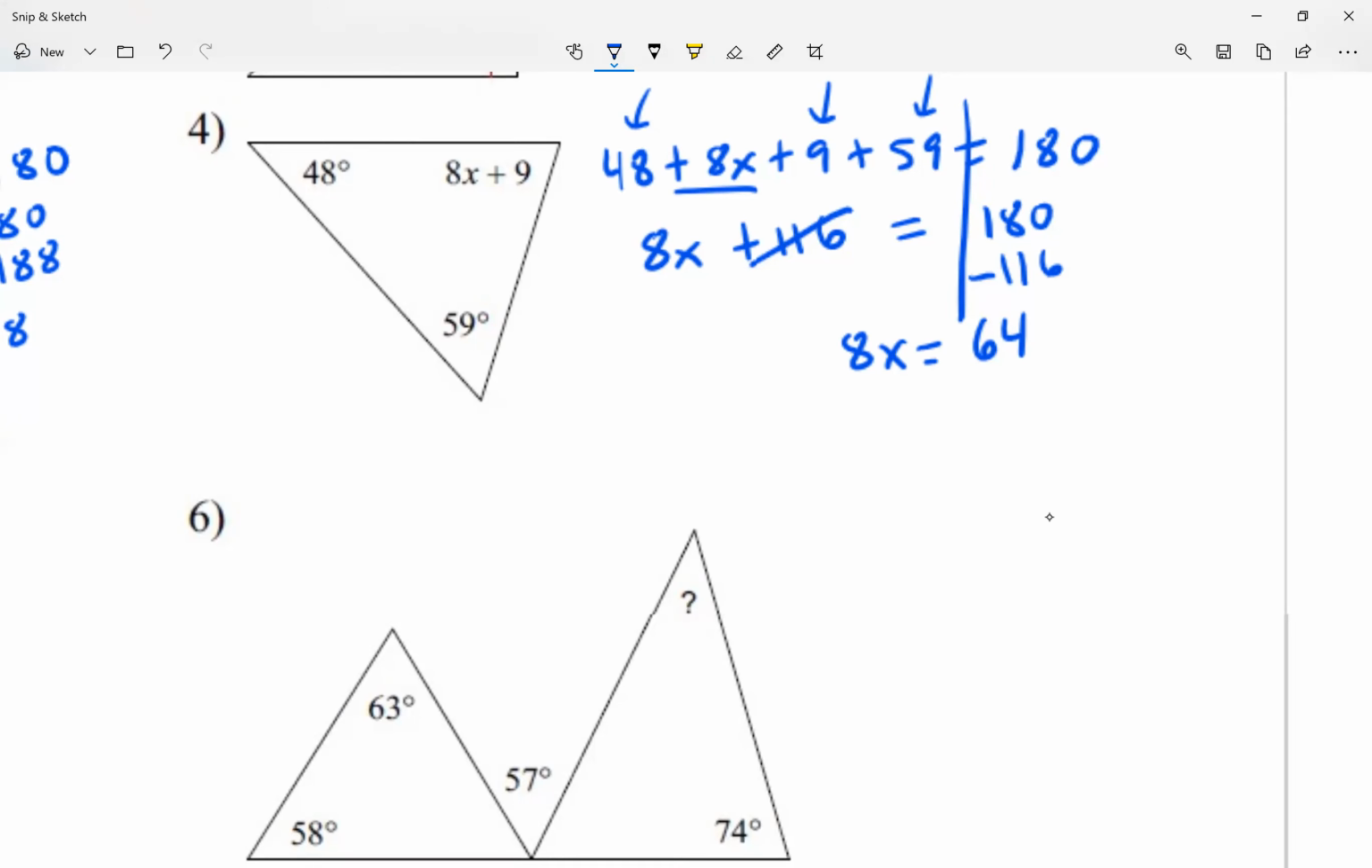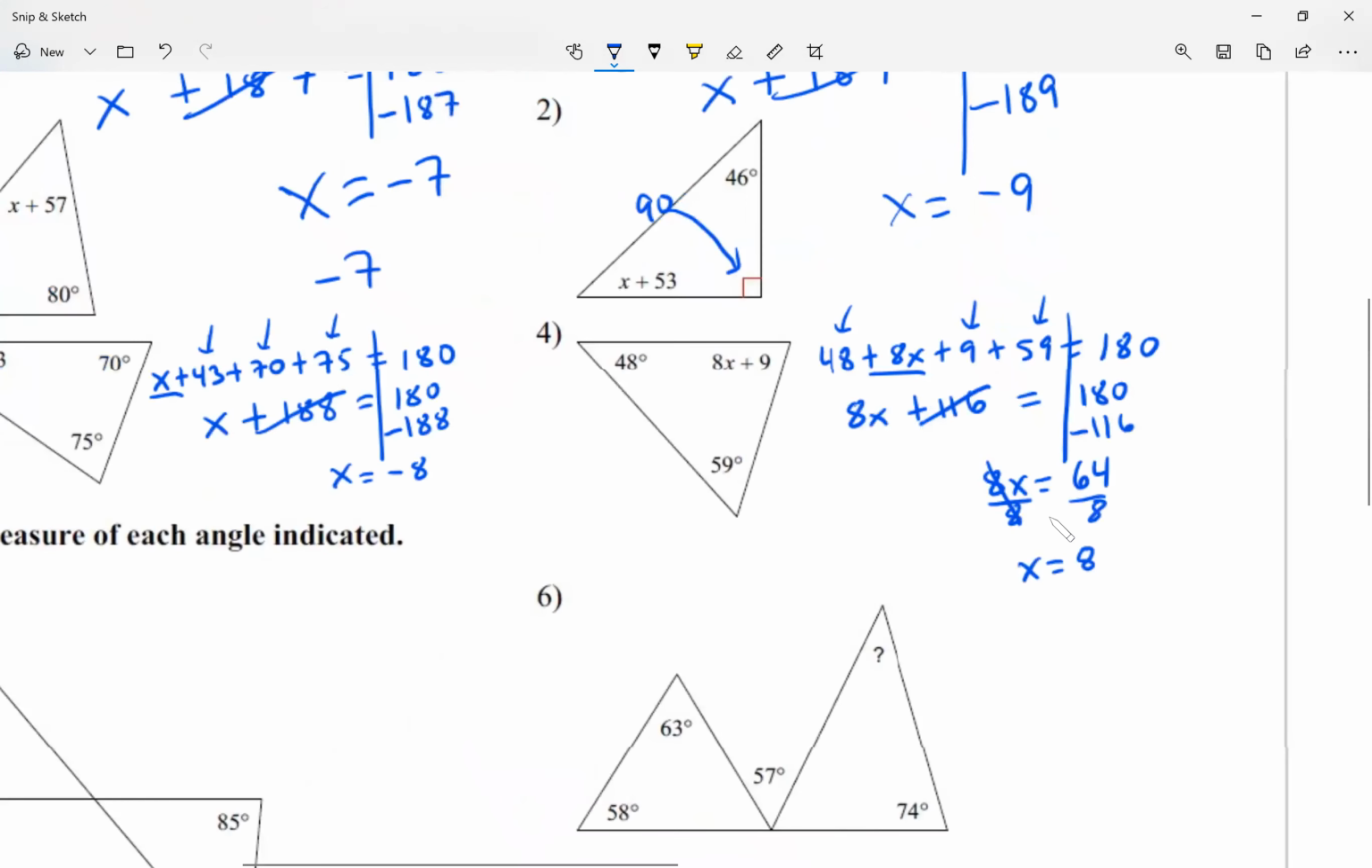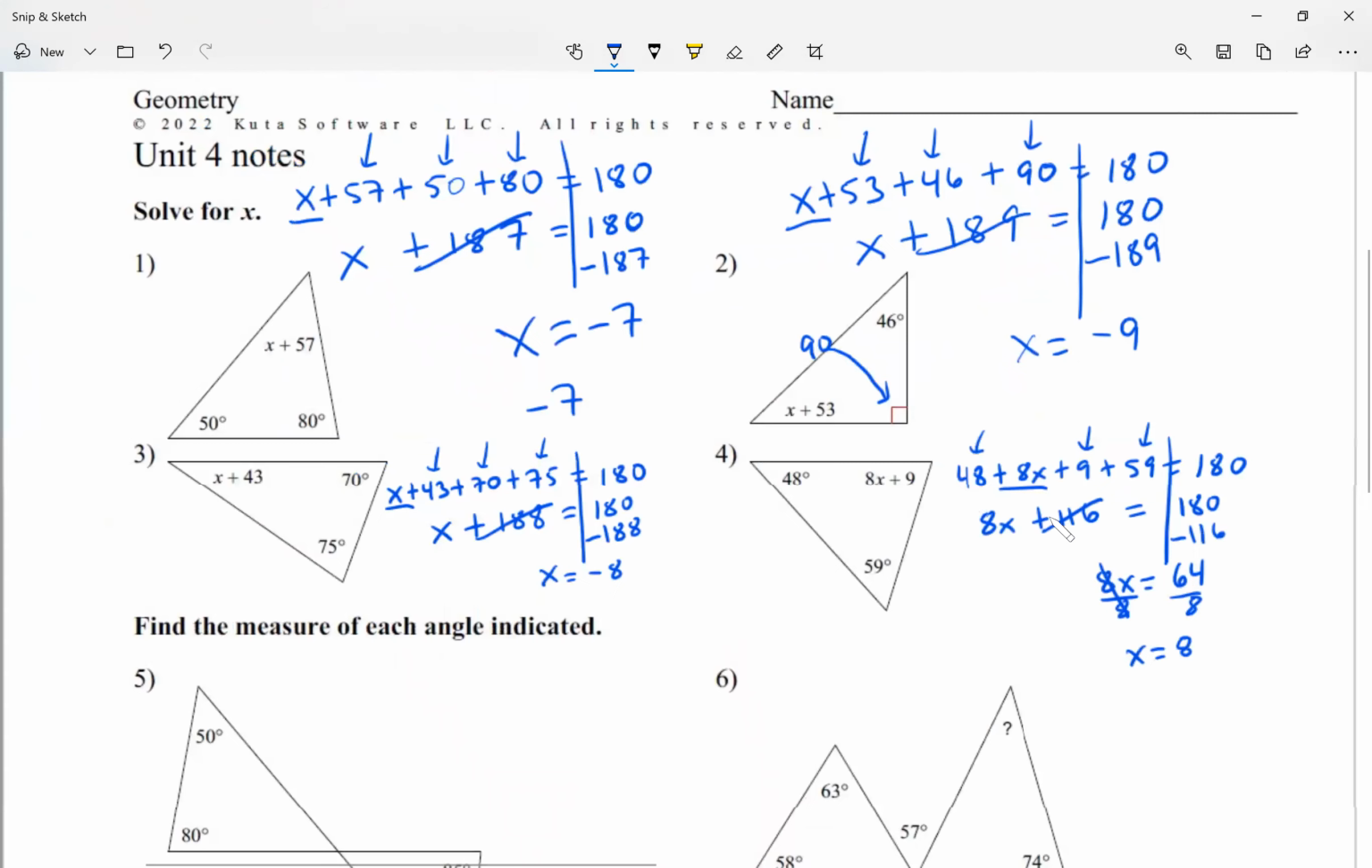I don't quite have x by itself. There's an 8 in front of it. So now, to get rid of the 8, let me divide by 8. Because 8x basically means multiplied. The opposite of multiplication is division. So let me divide by 8. So that gives me that x equals 64 divided by 8. Well, that's 8. It's a pretty cool thing. The 3 angles of a triangle added up to 180.